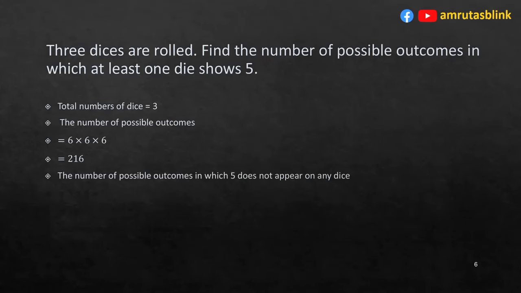First of all, we will find out the number of possible outcomes in which 5 does not appear on any of the dice.